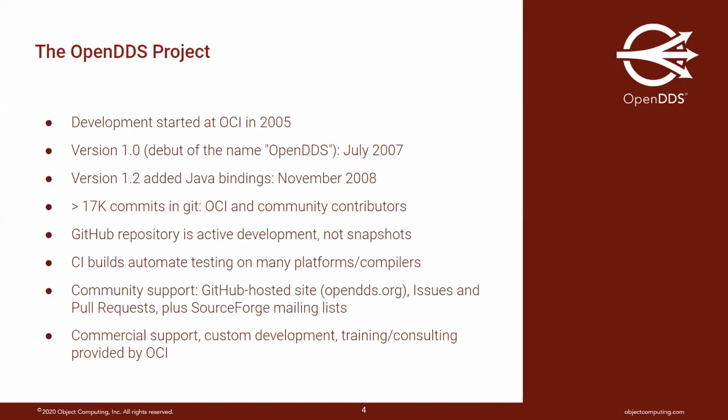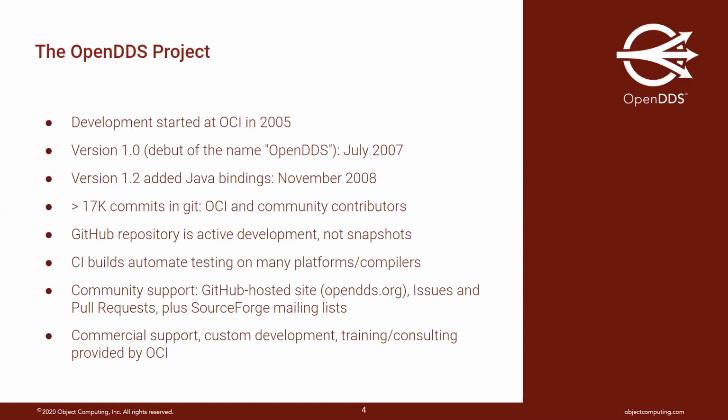And there are two different support models around OpenDDS: community support and commercial support. Community support: it is a completely open source project. So it's got opendds.org, and all the source code is in GitHub and available. There's the issues and pull request system of GitHub, and then since GitHub doesn't yet, or maybe never will, host mailing lists, those are still hosted by SourceForge. And commercial support is provided by OCI. So our team at Object Computing will provide custom development, support, training, and consulting around all of the open source code.